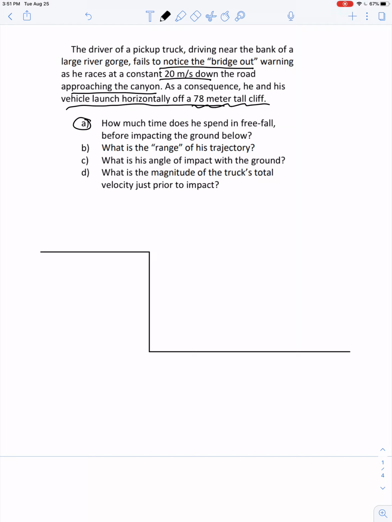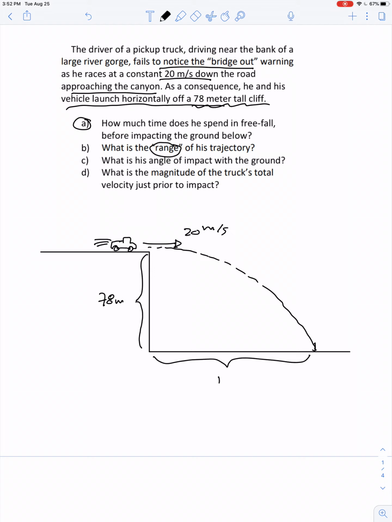So, pickup truck. Traveling 20 meters per second. Goes right off a cliff that's 78 meters tall. We know the shape of the path will be half of a parabola, and we have to determine how much time is spent. We also have to figure out what's the range of the projectile. So we can put this in here now. R equals question mark, T question mark.